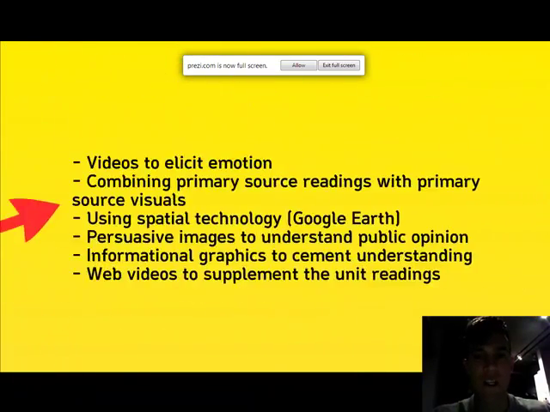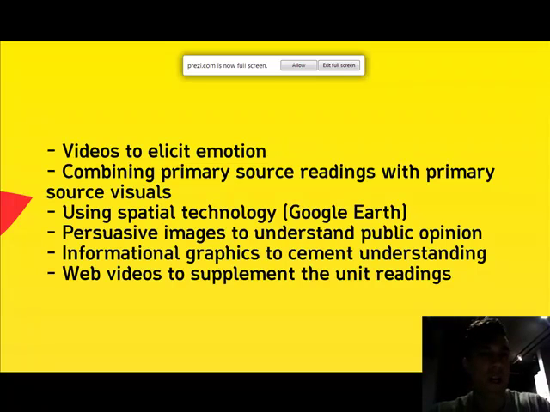Identifying and teaching learning strategies. This is where a lot of the revisions came in. I've incorporated a couple of videos really to elicit emotion. Emotions, this is a quote from Berlin and Kupchak.